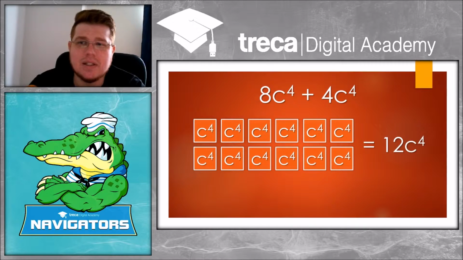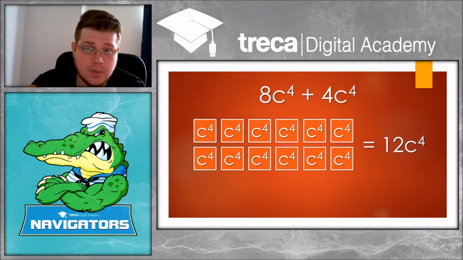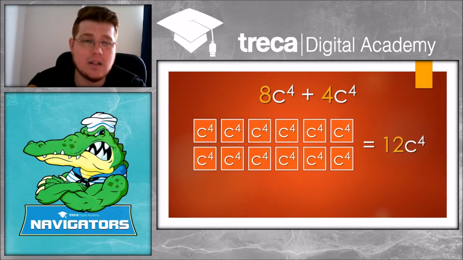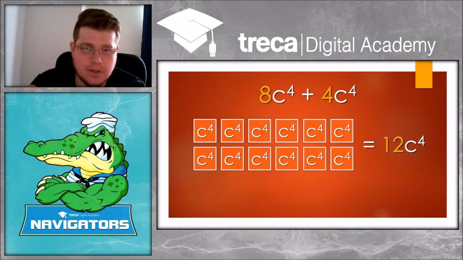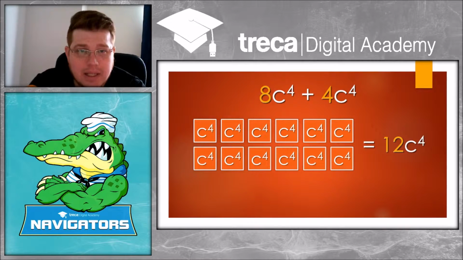And we can see that this is represented by the coefficients in our problem. We had 8 of our c to the fourths, plus 4 more, and we ended up with 12c to the fourths. To add like terms, we don't change the variable, we simply add the coefficients. Let's look at subtracting now.